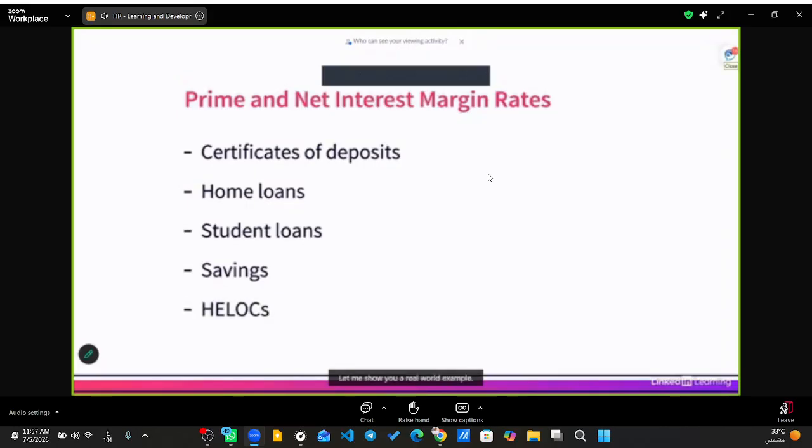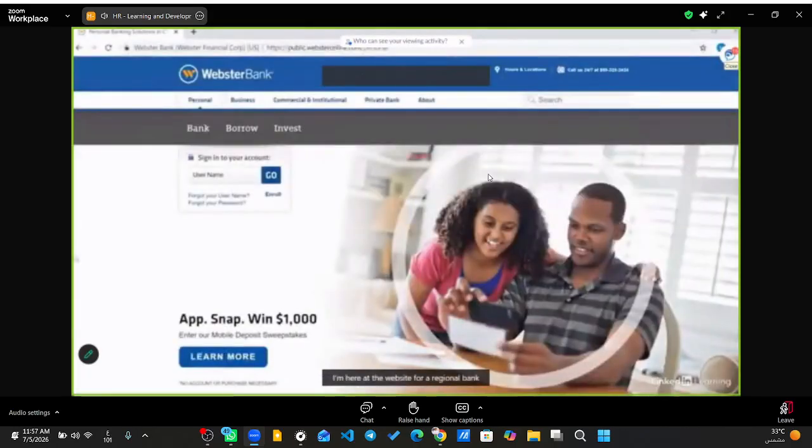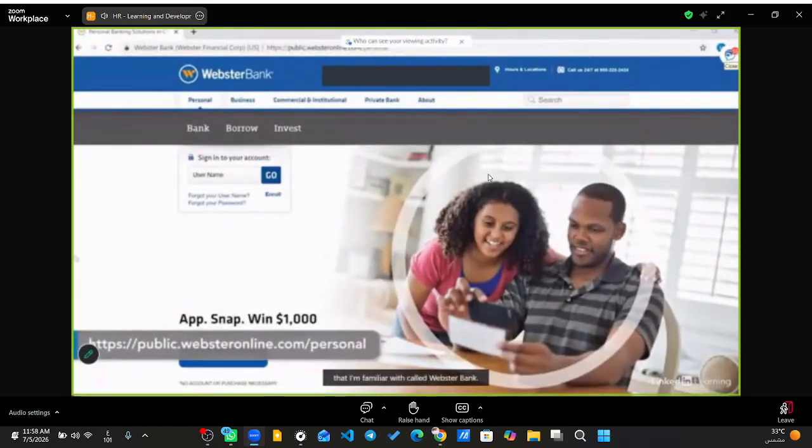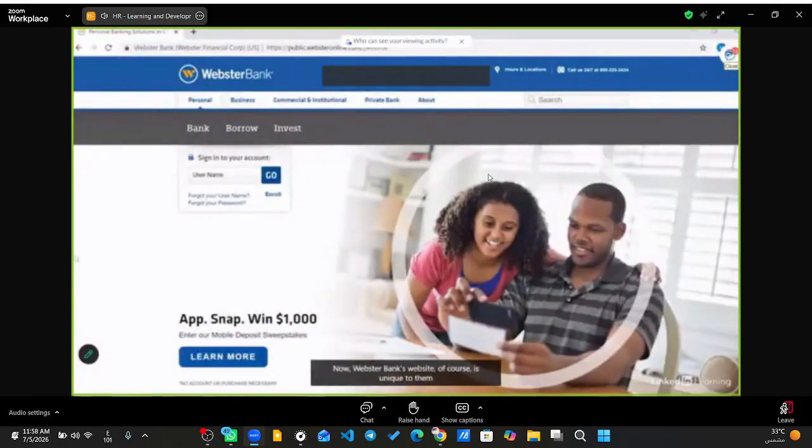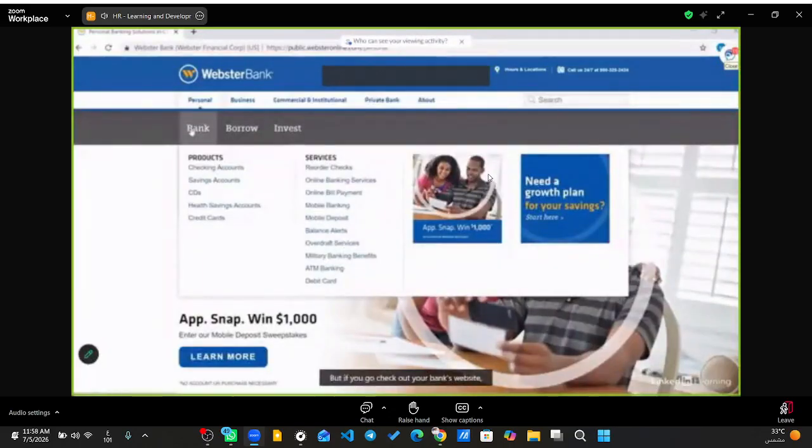Let me show you a real-world example. I'm here at the website for a regional bank that I'm familiar with called Webster Bank. Now, Webster Bank's website, of course, is unique to them, but most banks have a website that's similar to this. But if you go check out your bank's website, you should find areas where they'll tell you about the rates that they pay on things like savings accounts.